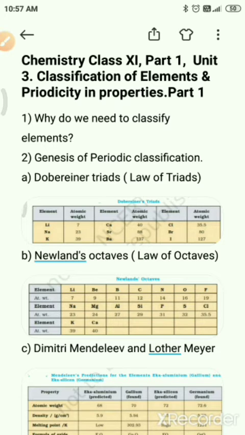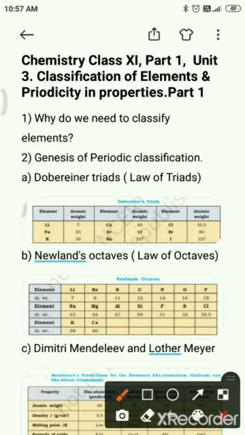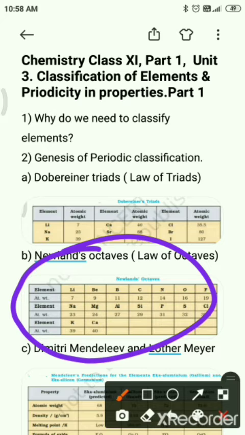Another one came, the English chemist John Alexander Newlands in 1865. He propounded the law of octaves. He arranged the elements in increasing order of their atomic weights and noted that every eighth element had properties similar to the first element. That we can see in the table. This is as per Newlands' octaves. See here, you can see this.